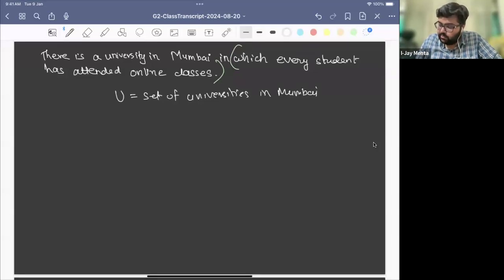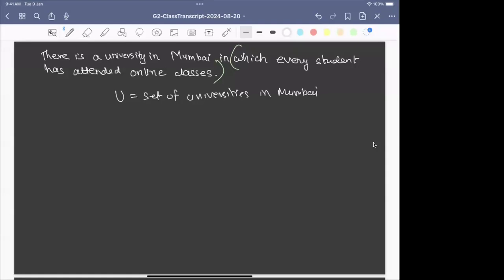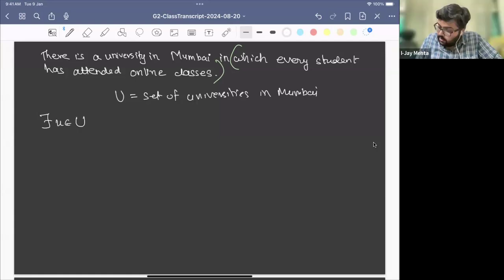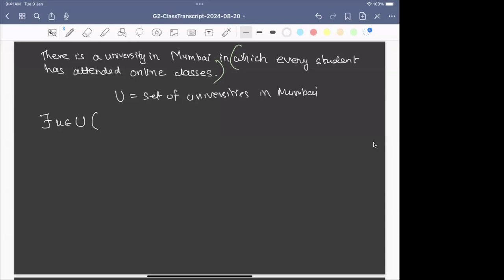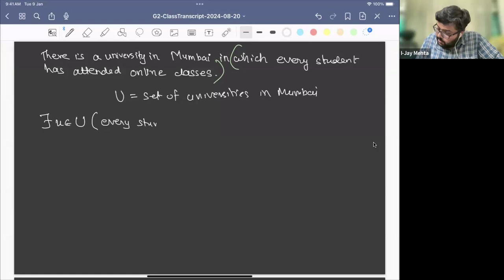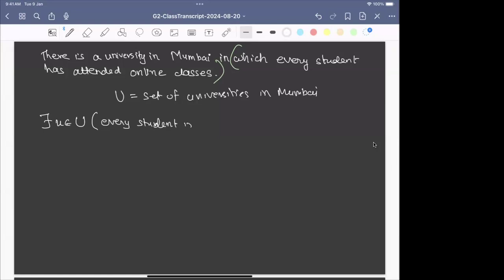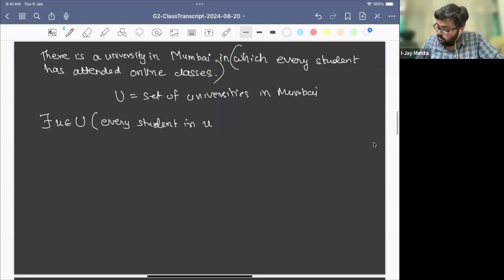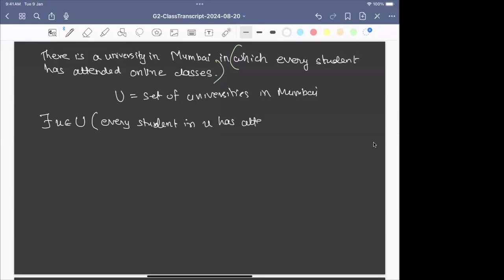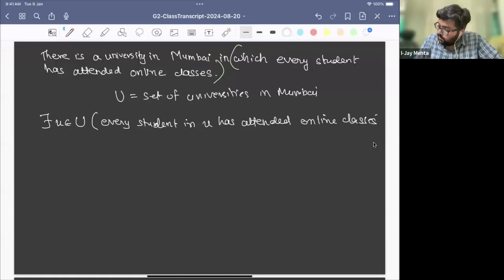So how do we write it in terms of quantifier now? There exists a small u belonging to capital U, that is, a university in capital U, such that every student in small u, every student in this university u, has attended online classes. Fine. Okay, good.